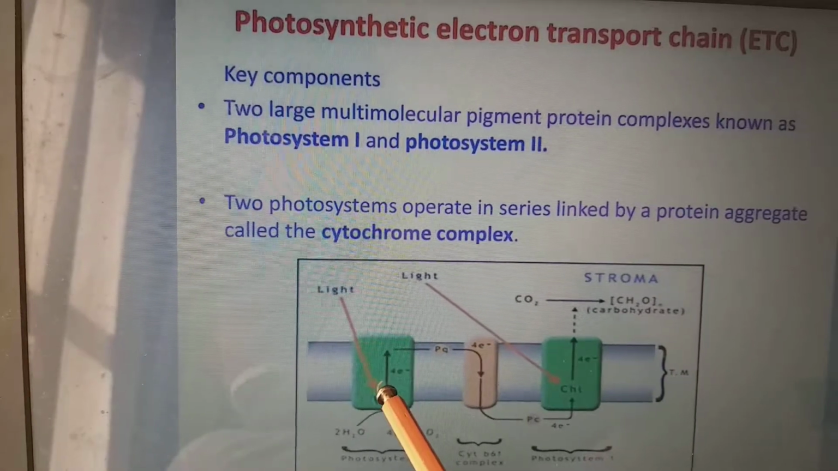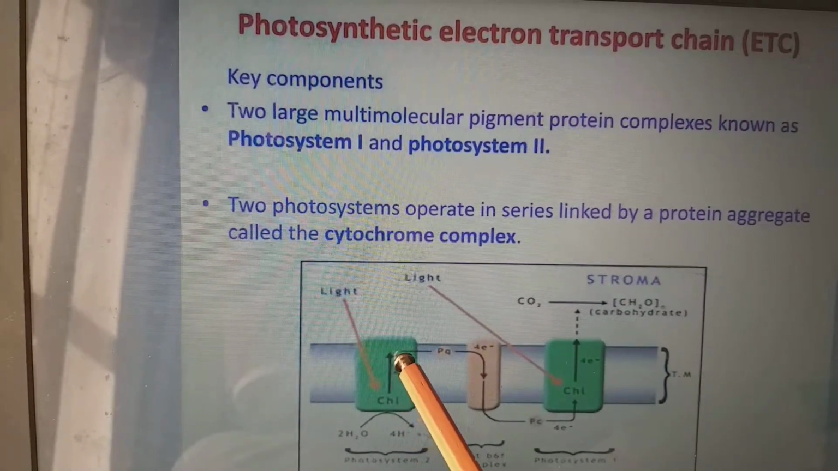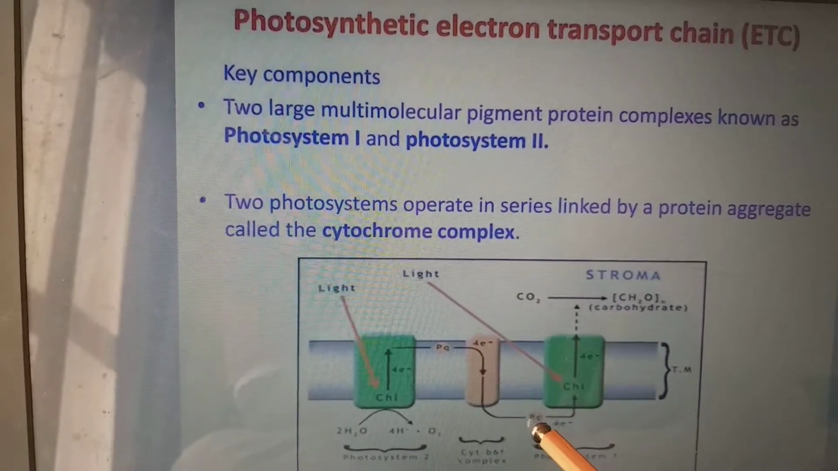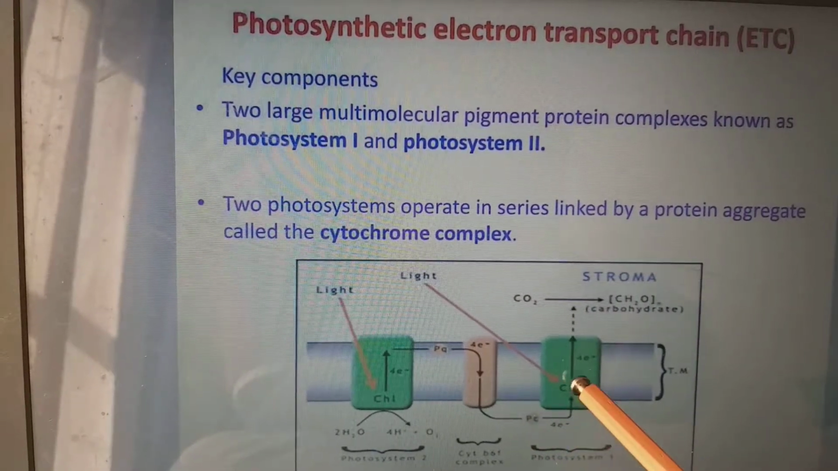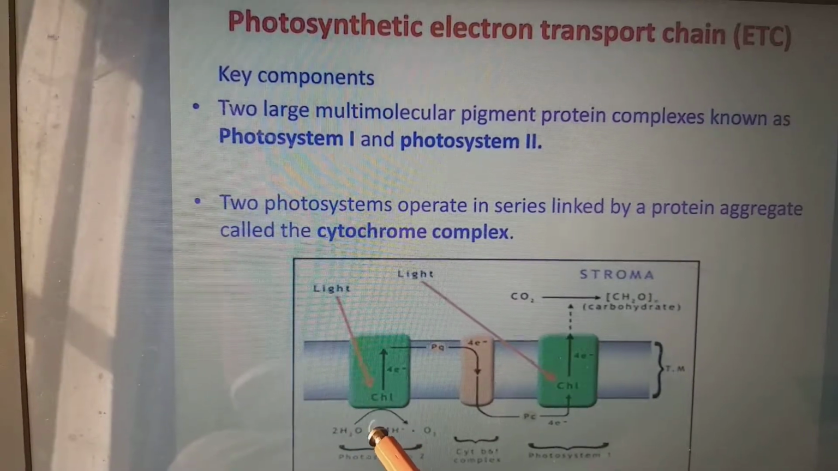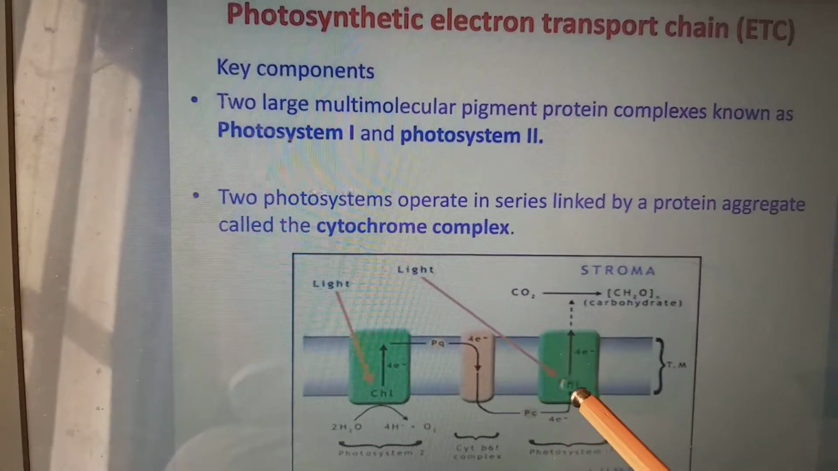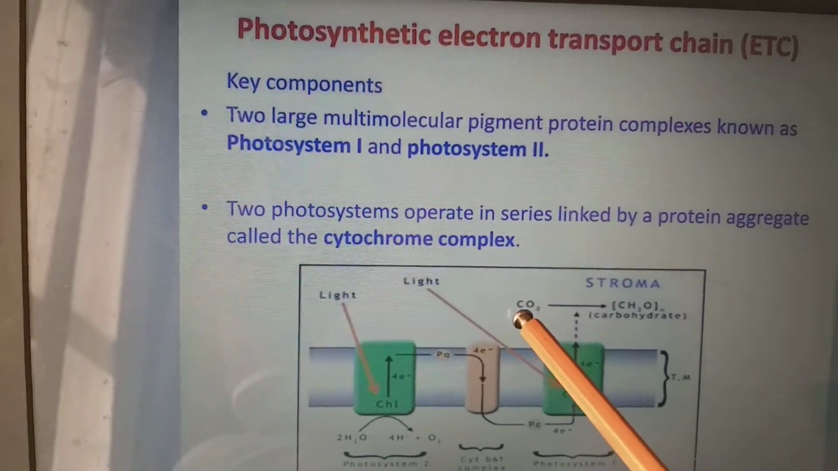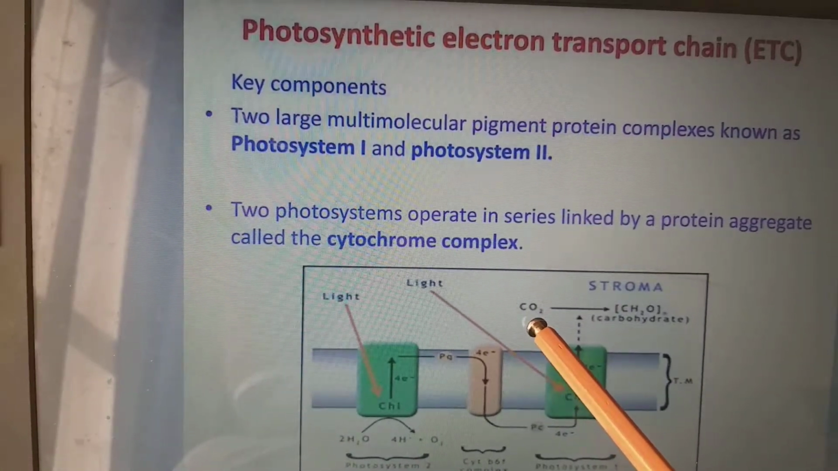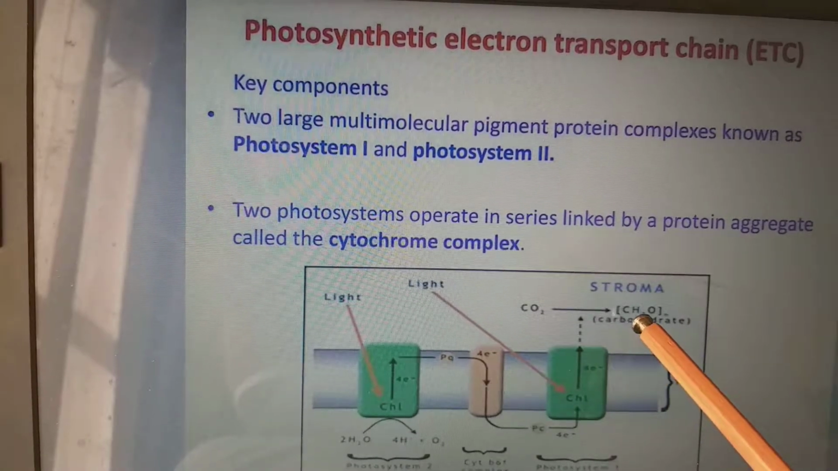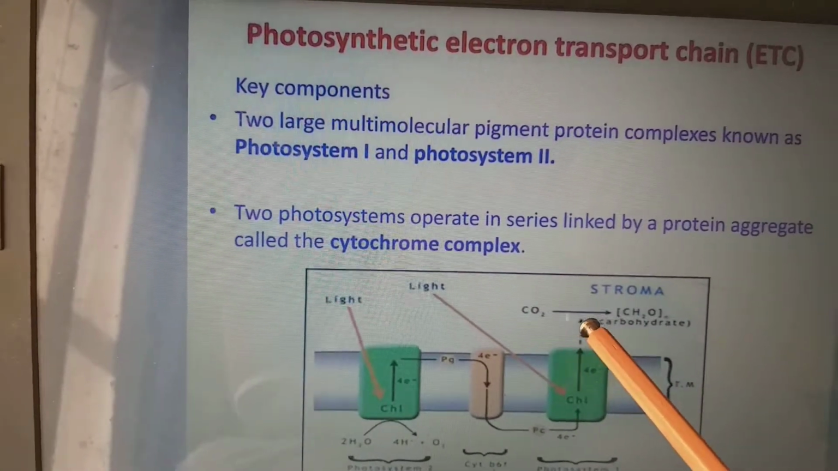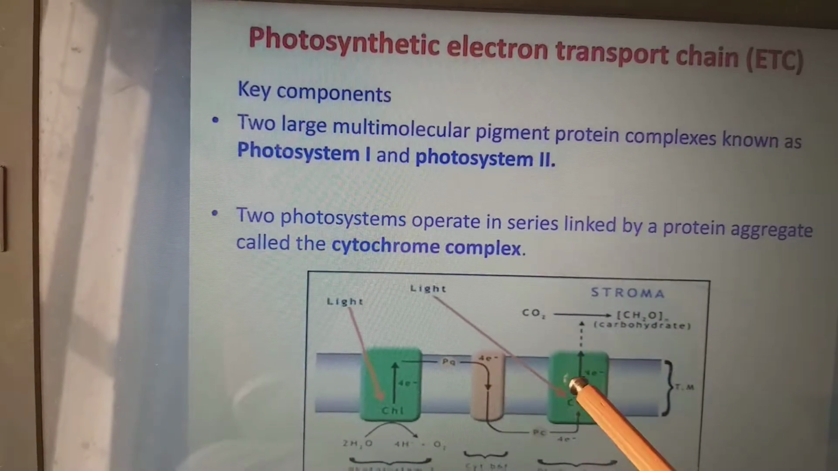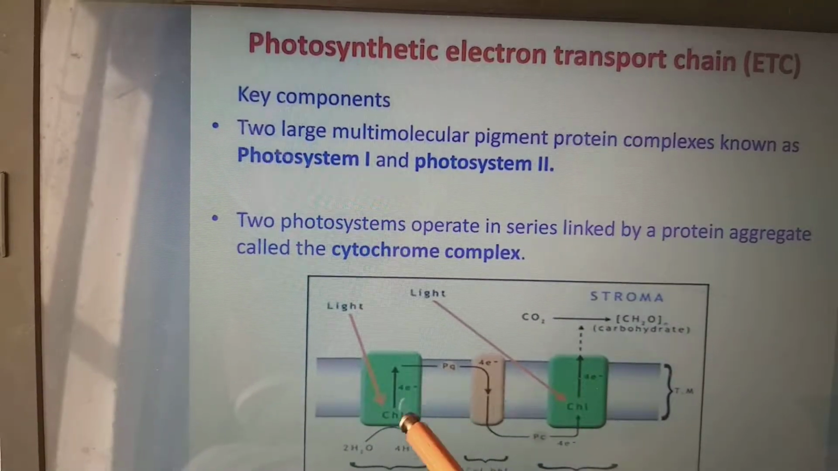From here the 4 electrons are transported to PQ and again to PC, and from PC to photosystem 1. From photosystem 2 to photosystem 1, and from here the 4 electrons are transported to CO2. So the CO2 is reduced to CH2O, which is a carbohydrate. This will be prepared in the stroma. This whole process is on the thylakoid membrane.